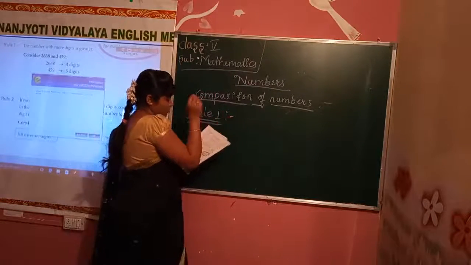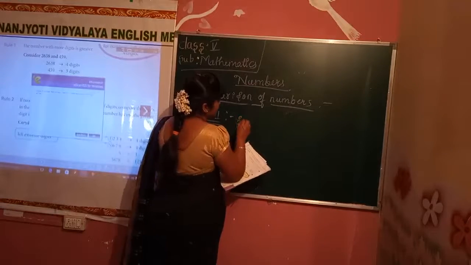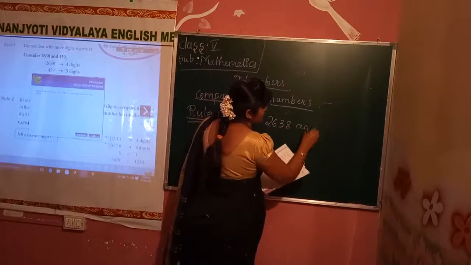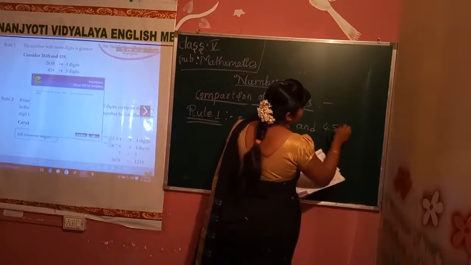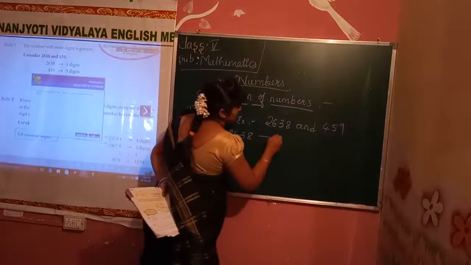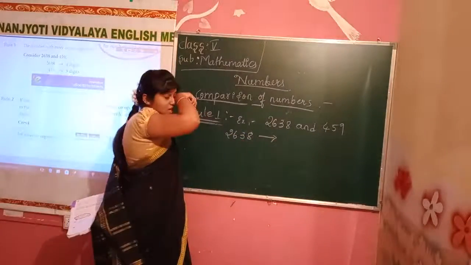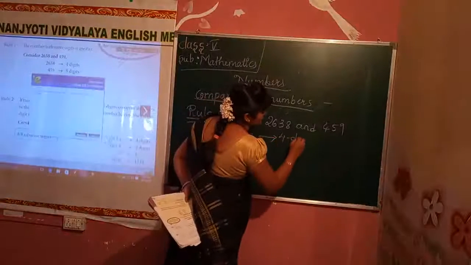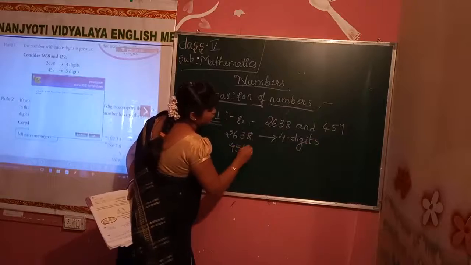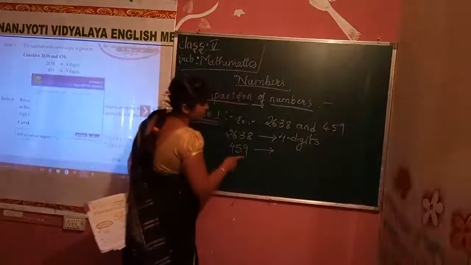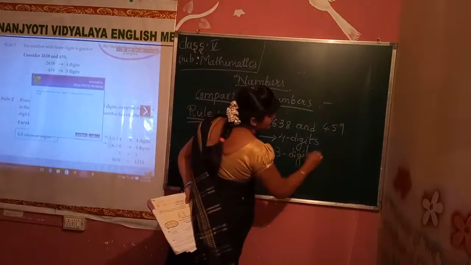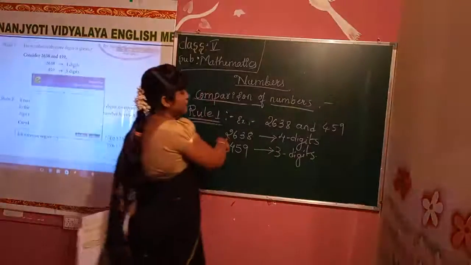Okay, the first numbers they gave. Example for this, 2638 and one more number is 459. See here children, 2638, 1 2 3 4. How many digits are there in this case? 4 digits are there. And then one more number is 459. How many digits are there? 1 2 3. 3 digits are there. So we have 4 digits and 3 digits.